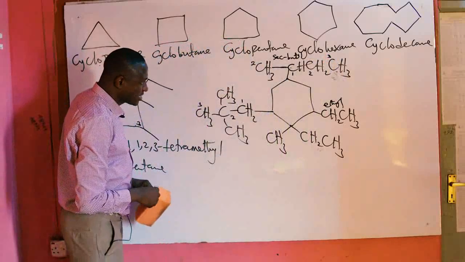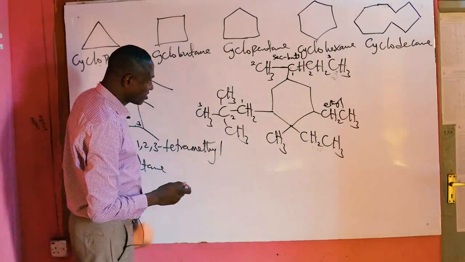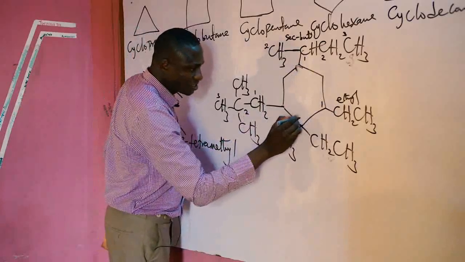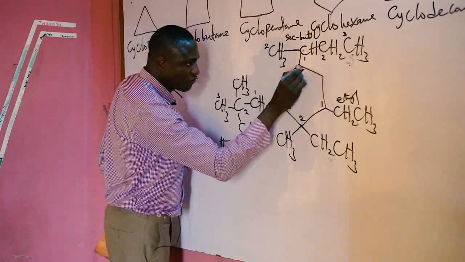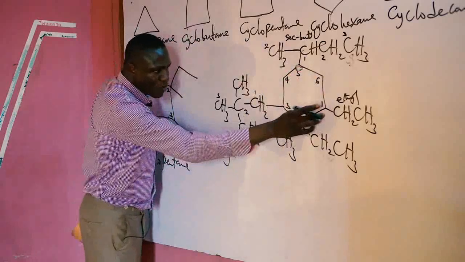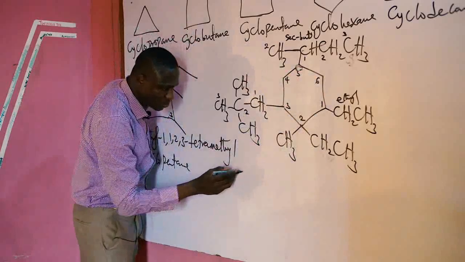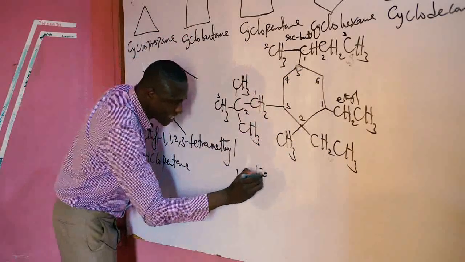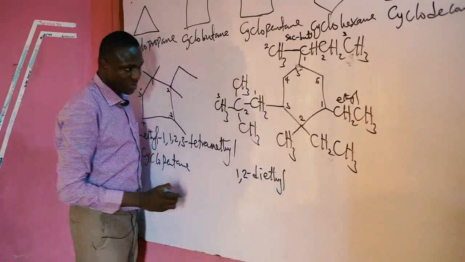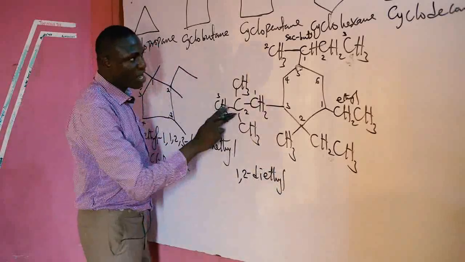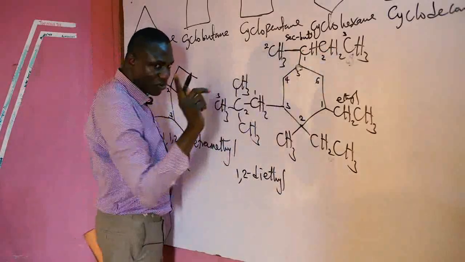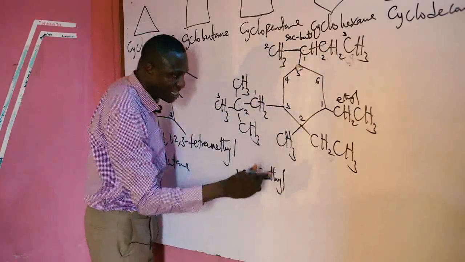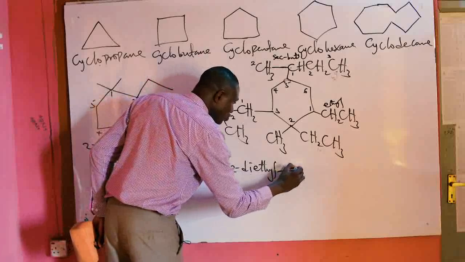So given the IUPAC system of naming for this compound, we are going to have 1, 2, 3, 4, 5, 6. So on carbon 1 and 2, we have ethyl groups. So we are going to have 1, 2, diethyl. Okay, after ethyl, we have propyl here. We also have propyl here, going by IUPAC system of naming. Propyl here, propyl here, methyl here, methyl comes next. This is 2 methyl.